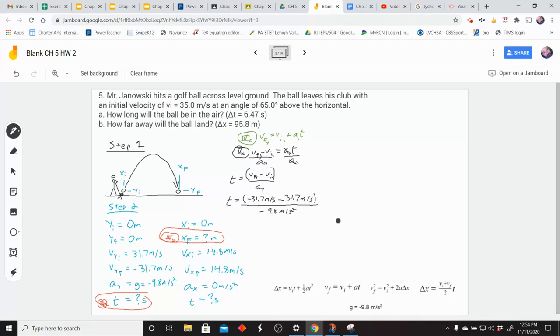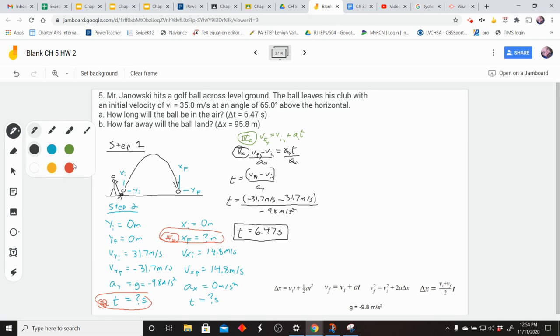Subtracting 31.7. All right, convince yourself that that does not equal 0. It's a negative number minus a positive number. It's not going to equal 0. So I now have minus 63.4 on the top. I'm going to divide that by minus 9.8. And that will give me time equals 6.46938. All right, let's round this up to 6.47. And its units will be seconds. So put a box around it.